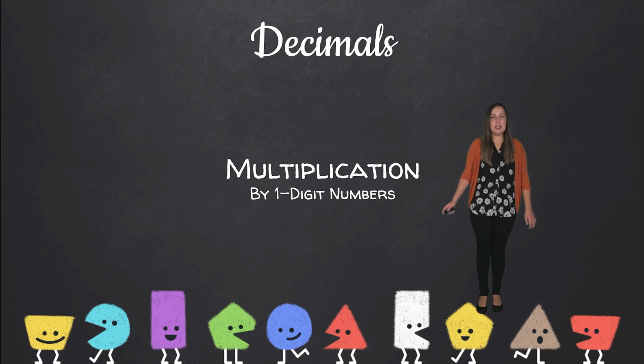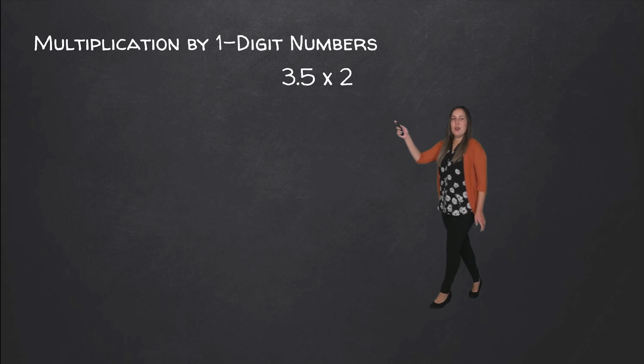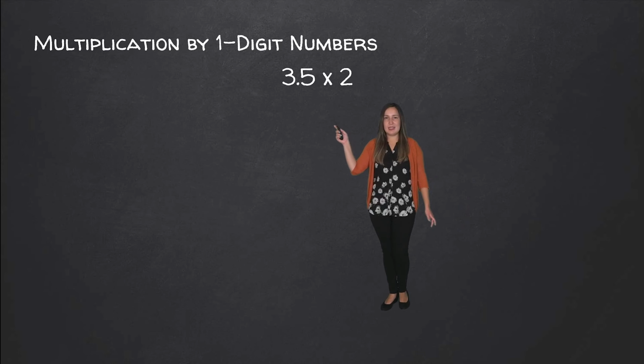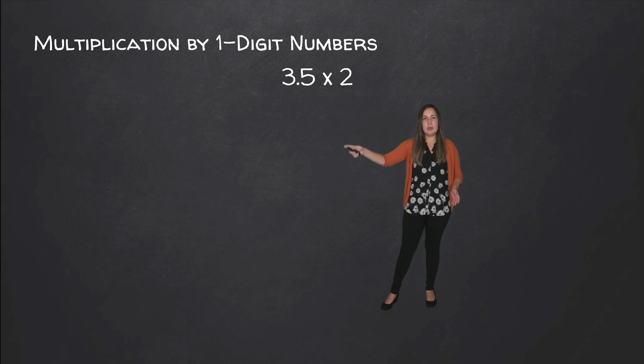Mathematicians, today we're going to be learning about multiplication with decimals, and in this video we're going to focus on multiplying only by one-digit numbers. To get us started, we have 3 5/10 times 2. To make this problem a little easier to work with, we're going to take it and write it vertically.